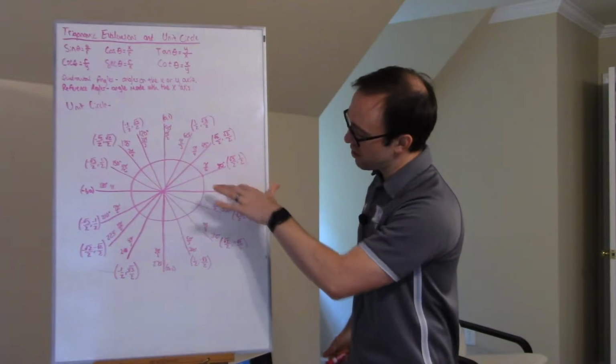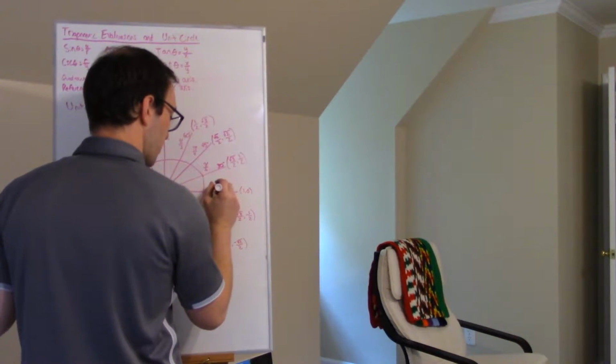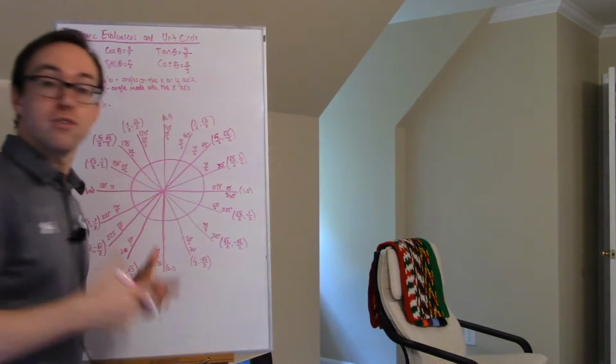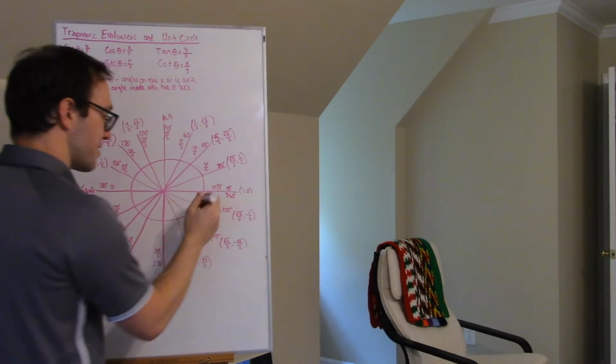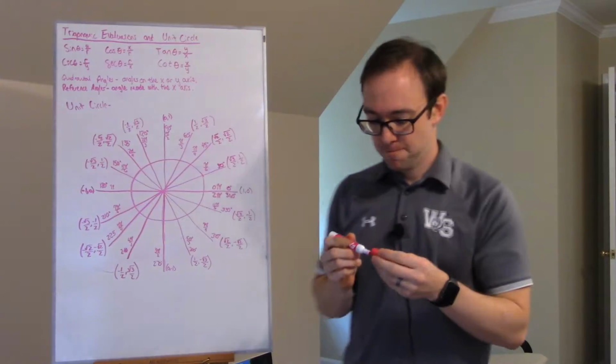And then 0 and 360. 0 is 0 radians, and 360 is 2π radians.